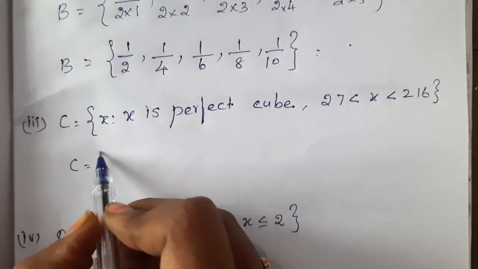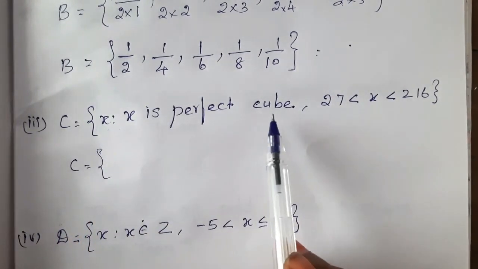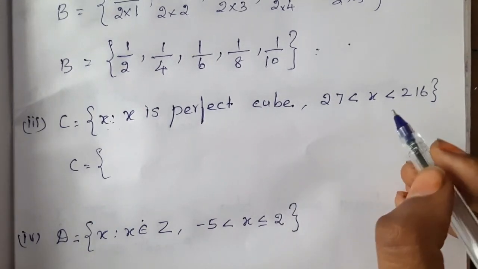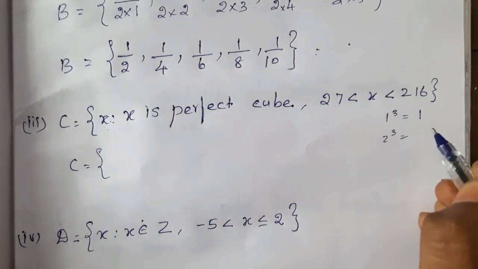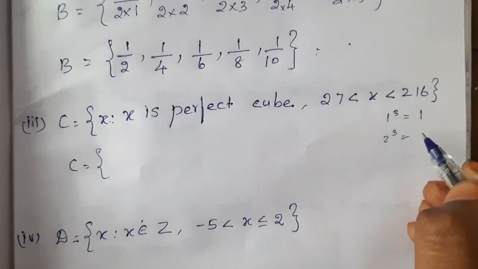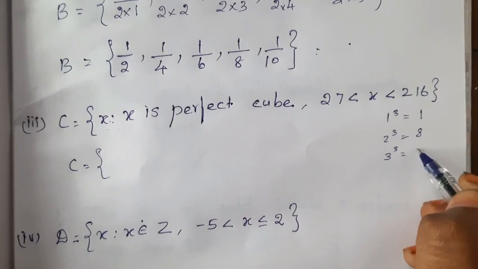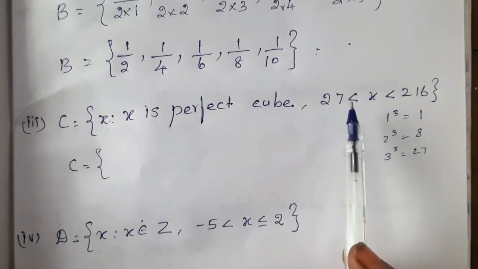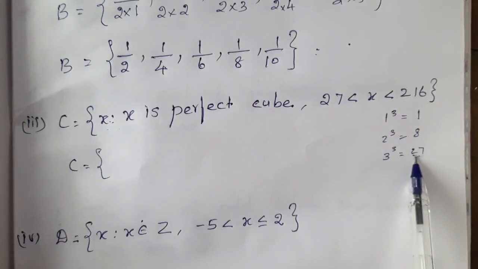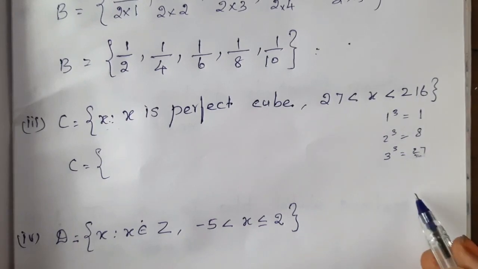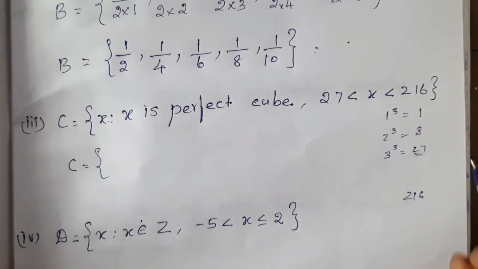So C equal to, so this x will be, yeah, our elements are x. This x will be a perfect cube number. What is meant by cube? So 1 cube is 1 into 1 into 1, that is 1. 2 cube is 2 into 2 into 2, that is 2 2s are 4, 4 2s are 8. 3 cube is 3 into 3, 9, 9 into 3, 27. So look at our question. Our x is in between the number 27, also the number 216. So in between that, what are the numbers that will come? Those are the answers.